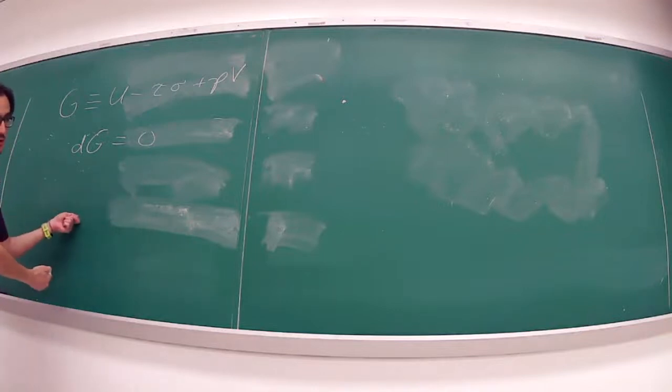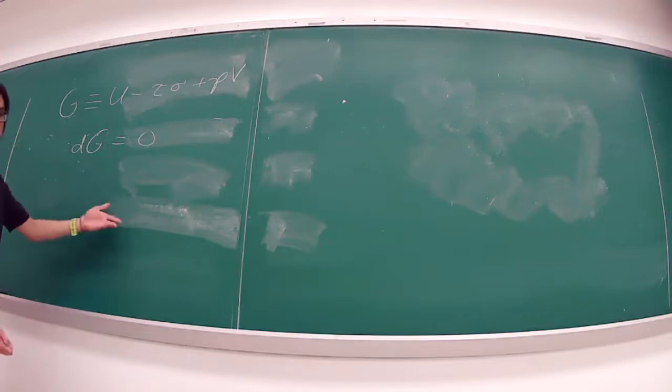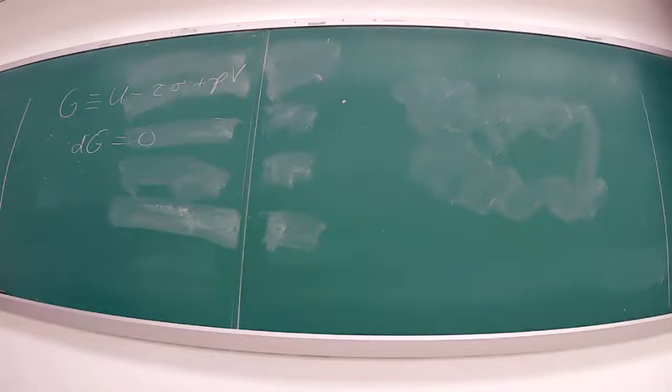So the pressure is constant, so dP is zero. Temperature is constant, so d tau is zero. And we'll see that we need one other condition, which is that the number of particles remains constant. So it's a conservation of mass kind of thing.